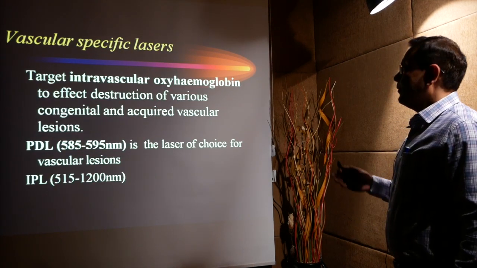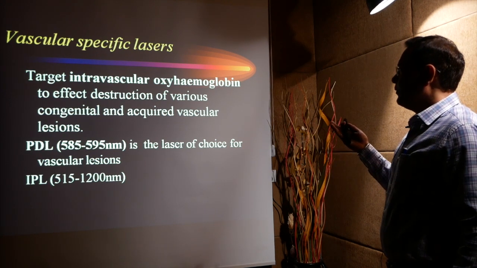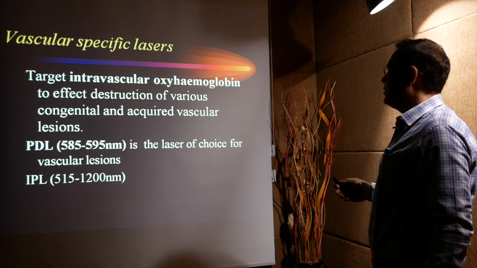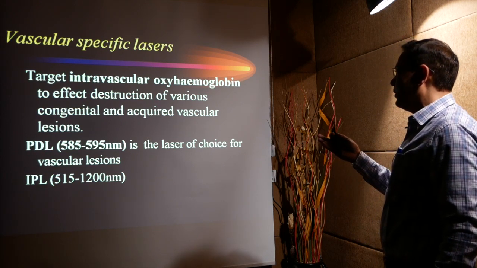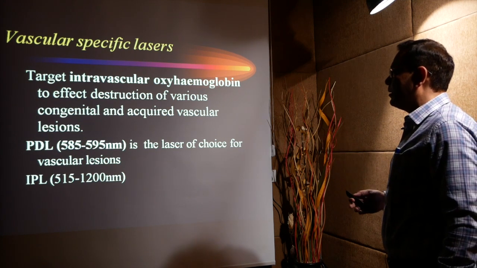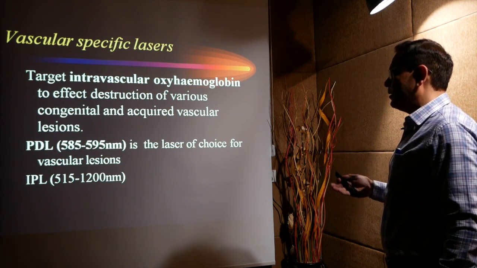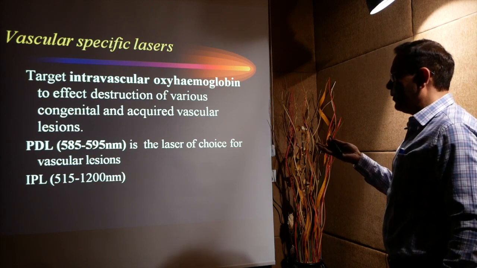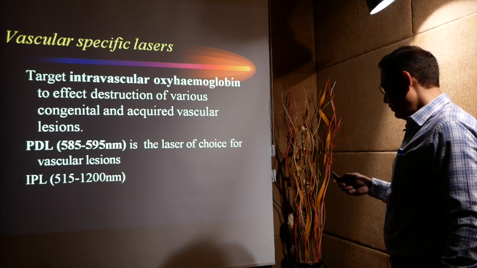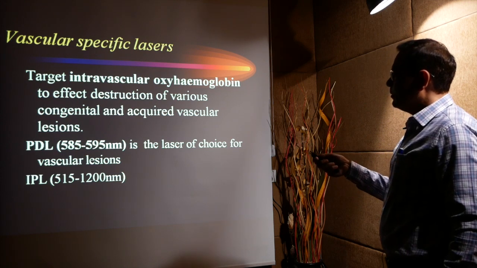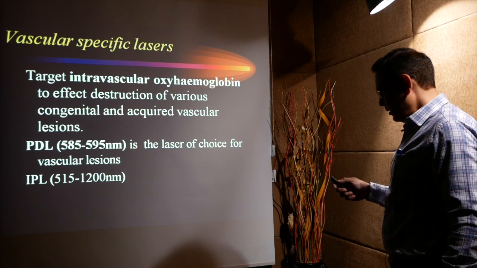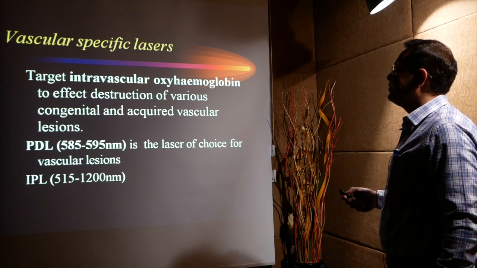So coming to specific laser, we'll start with the vascular specific lasers. So these target the intravascular and oxyhemoglobin to affect the destruction of various congenital and acquired vascular lesions. So the laser of choice in vascular lasers is pulse dye laser. So wavelength is 585 to 595 is the laser of choice for vascular lesions. Other than laser, IPL can also be used for vascular lesions. It's not a laser as such.